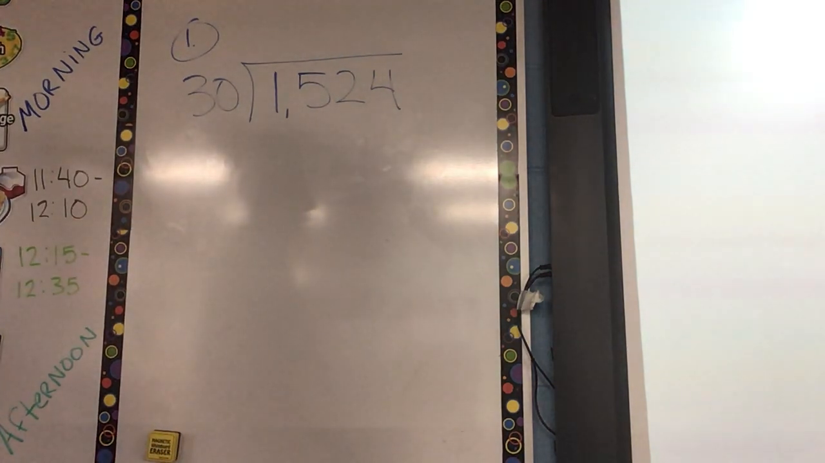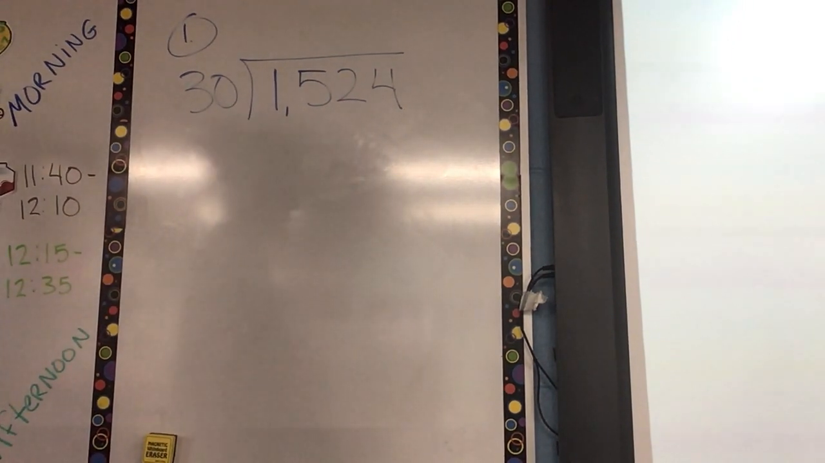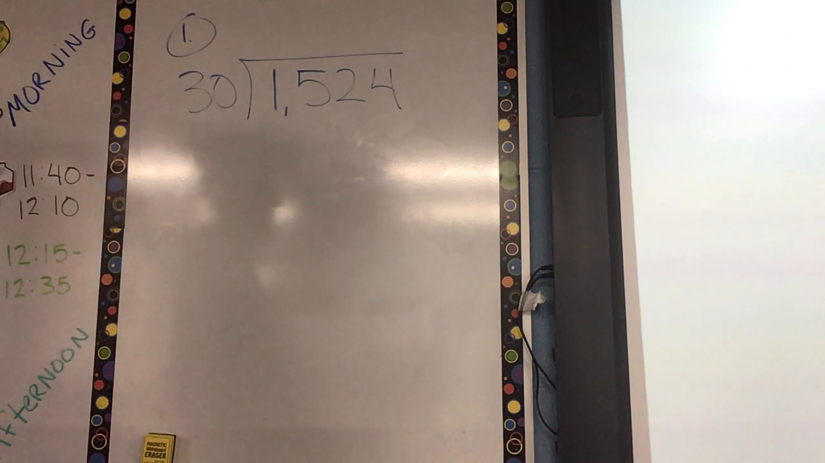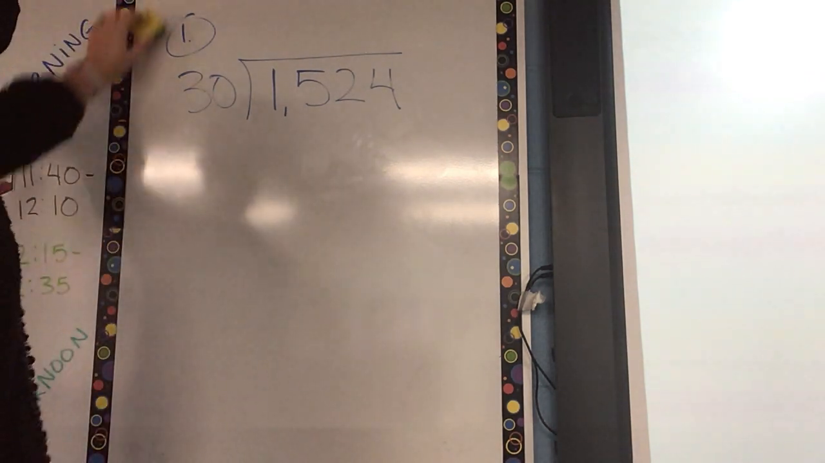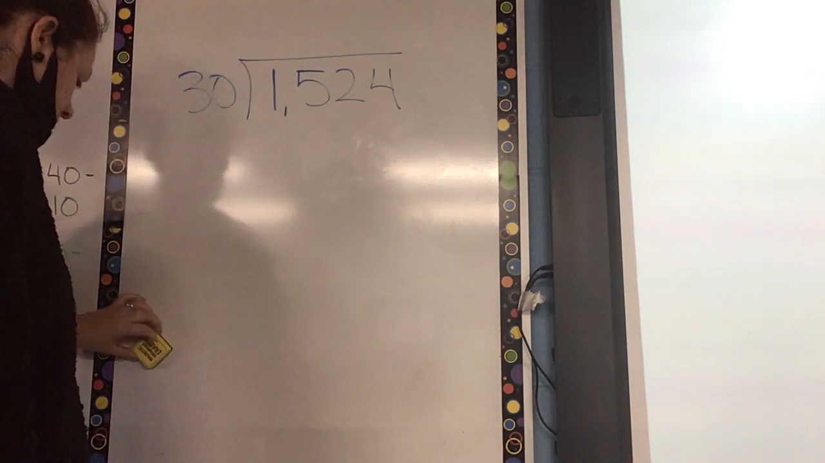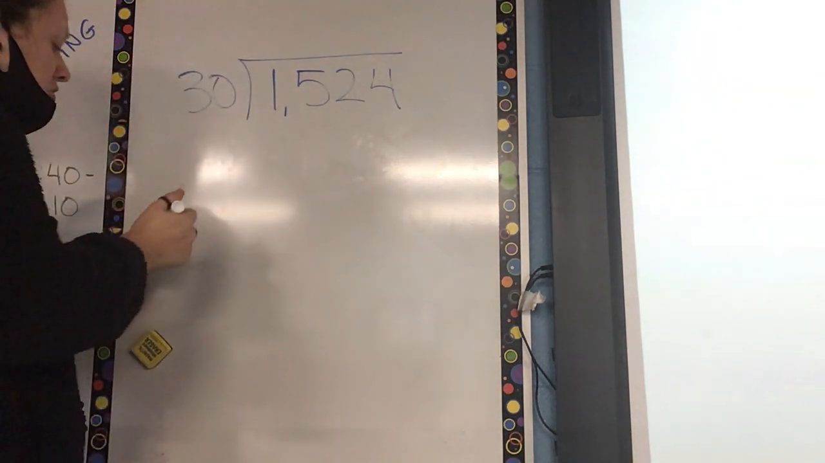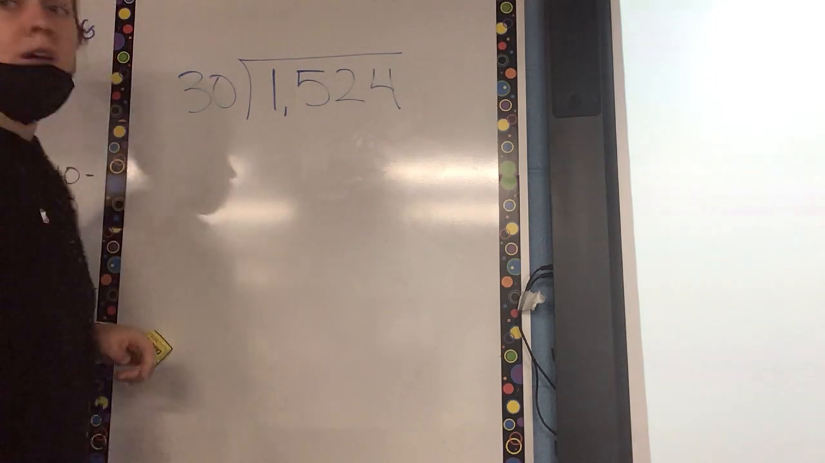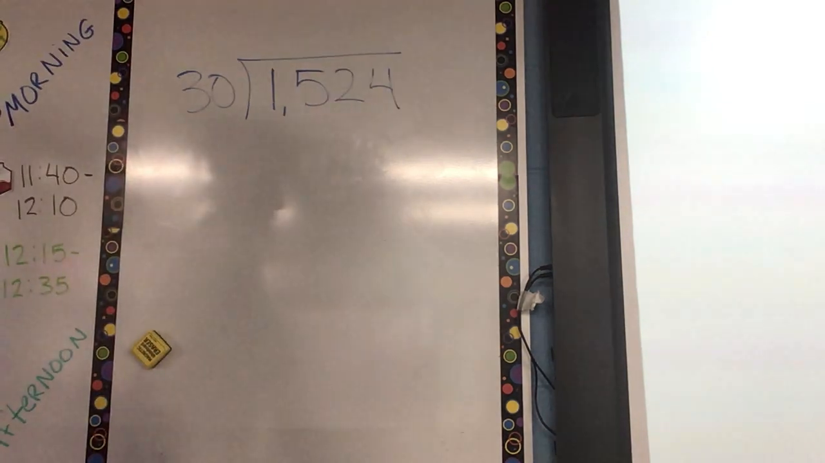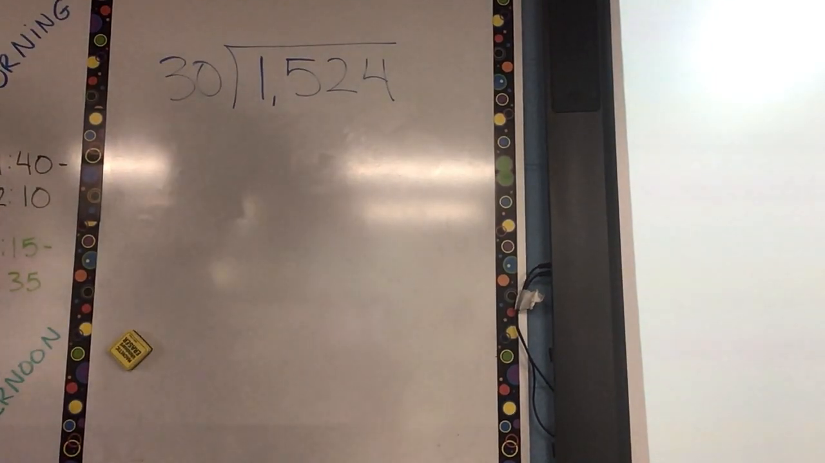All right. I want you to go ahead and on the paper I gave you, solve this equation now. 1,524 divided by 30. I know it's been a little while since we've done some long division. Think about your rules. You must have work on your paper. This is not mental math. 1,524 divided by 30.